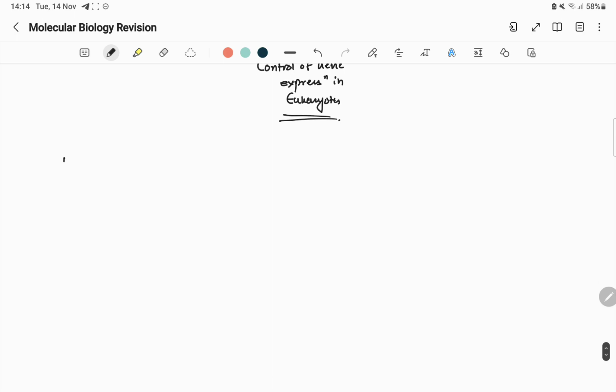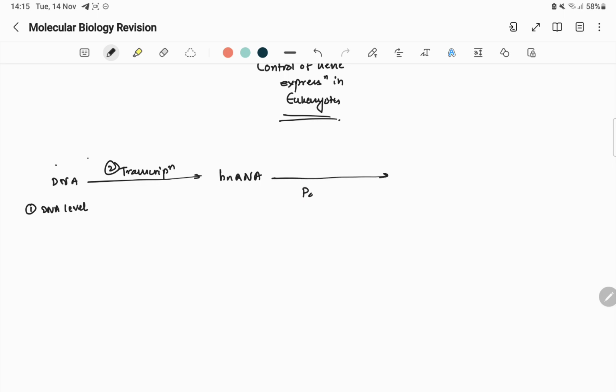Okay, first let's discuss it at DNA level. Let me talk about the levels. So this is a DNA, then hnRNA formation. The process is called transcription. First, at DNA level it is regulated, at transcription level it is regulated, then hnRNA undergoes post-transcriptional modifications. So at this level it is regulated.